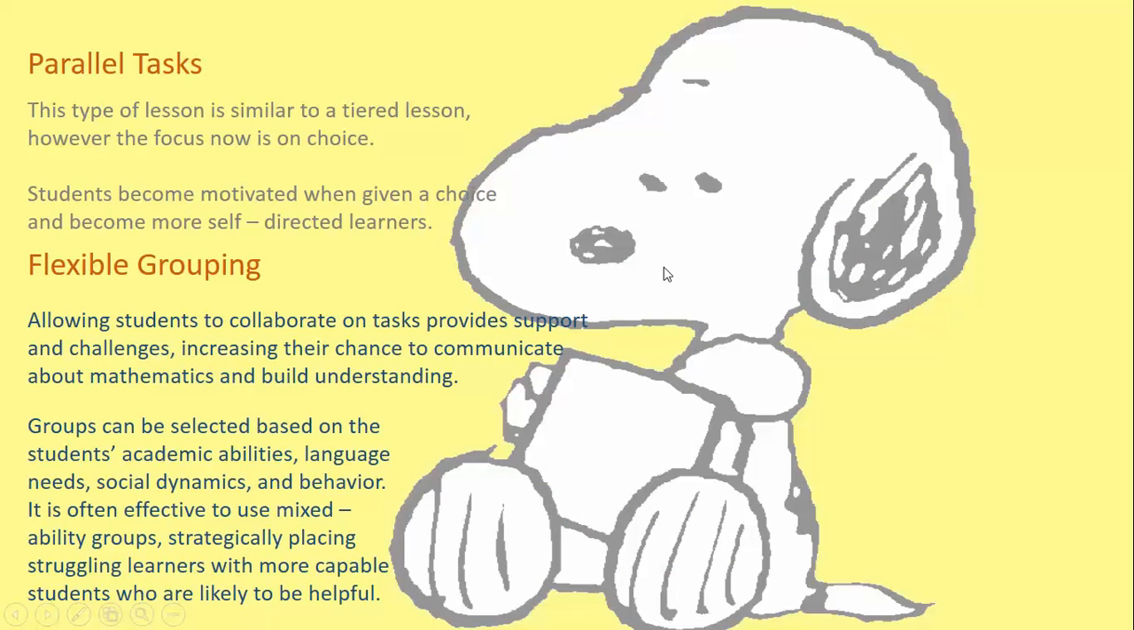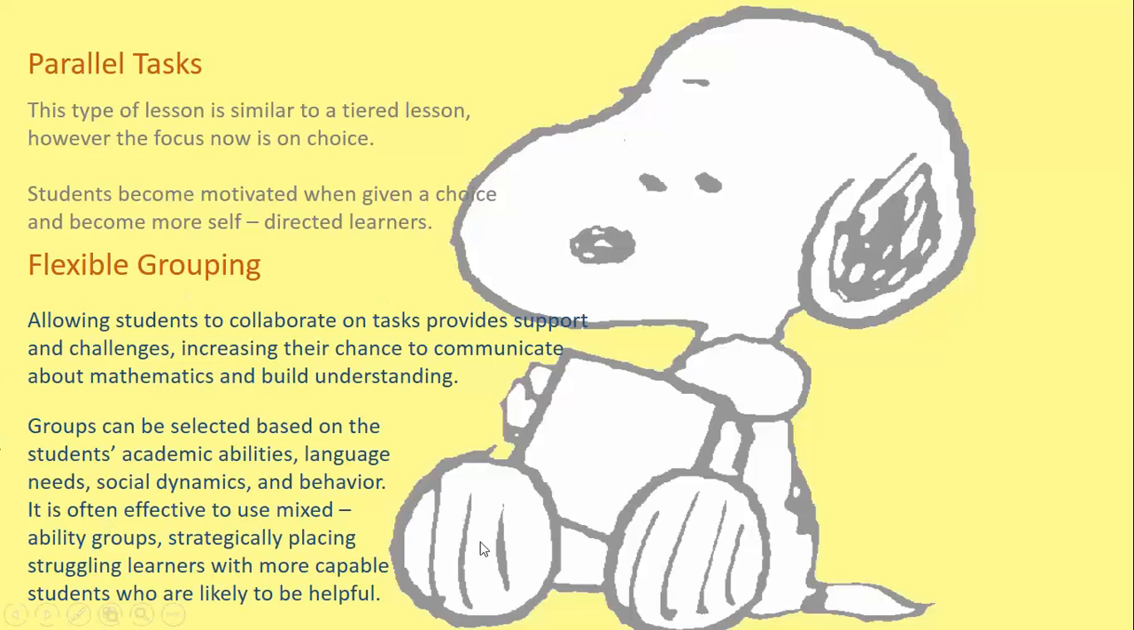Parallel tasks. This type of lesson is similar to a tiered lesson. However, the focus is now on choice. Students become motivated when they are given a choice and become more self-directed learners. This will be multiple choice tests and problems where they are given choices between A, B, C, or D.